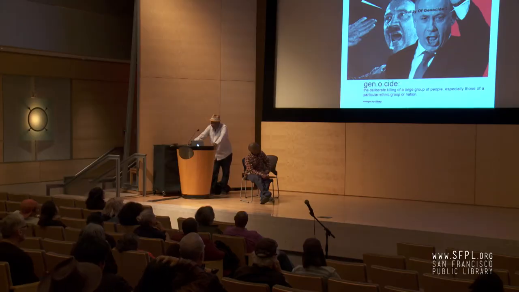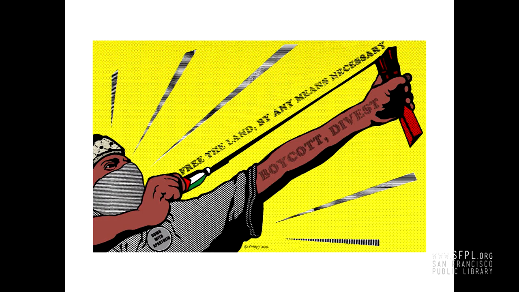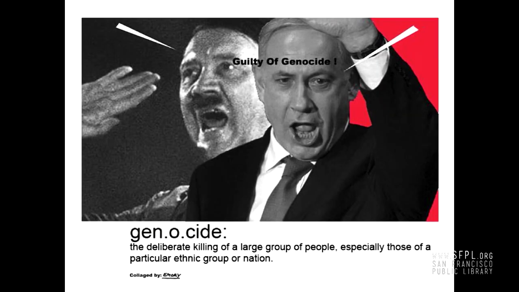Genocide, deliberate killing of a large group of people, especially those of a particular ethnic group or nation. Who are the two people? I don't know if everyone knows who both of those men were. Who are both of those men? Oh, that's Hitler and what's the name? Netanyahu. Yeah. Prime Minister of Israel for I don't know how many years.